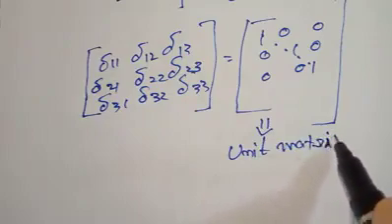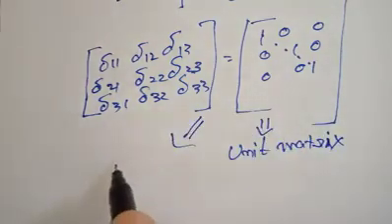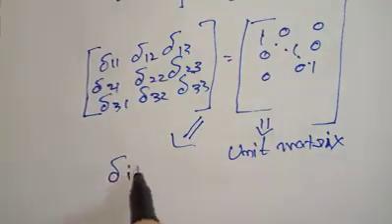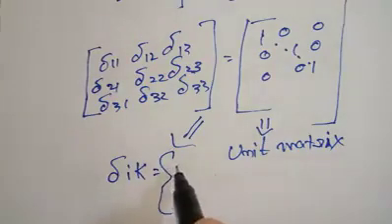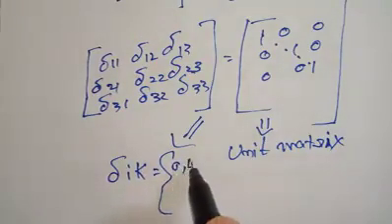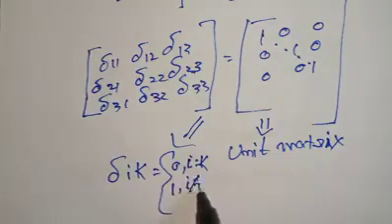And as you see, this part will become true given the conditions that Kronecker delta ik equals, within braces, 1 if i equals k, 0 if i is not equal to k.